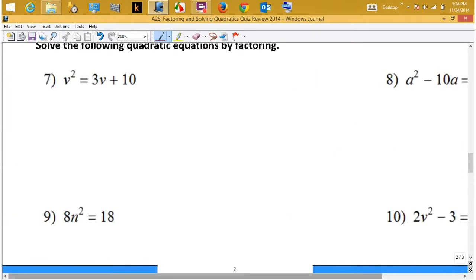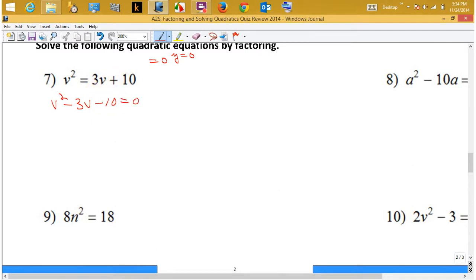The next one, now we're solving. So when you solve, you have to have a 0 on one side and everything else on the other, because this is like setting y equal to 0. So subtracting 3v from both sides, I get v squared minus 3v. And of course I need to move the 10 over also, so I would subtract it.